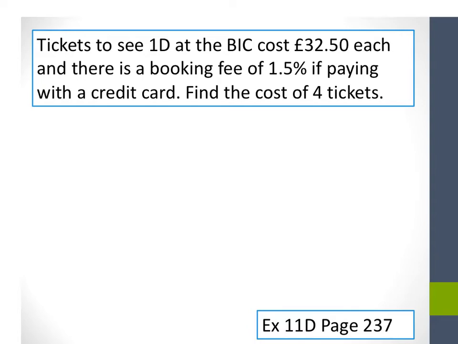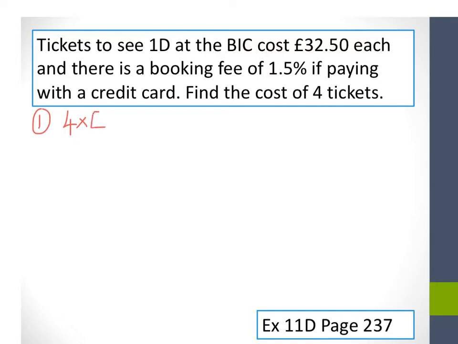In this example, tickets to go and see a group called One Direction at the BIC cost £32.50 each. And there is a booking fee of 1.5% if paying with a credit card. Find the cost of 4 tickets. So we'll look at one method.